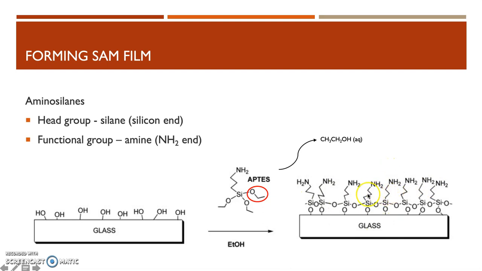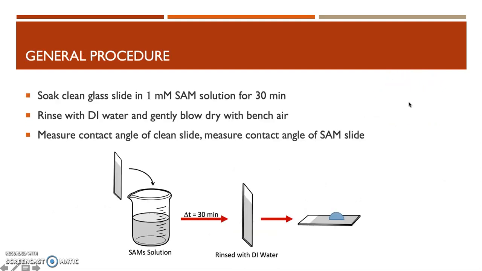We'll get intermolecular forces, those London dispersion forces in between the chains, that'll hold them together in a nice structured monolayer. And referring back to our previous discussion, we'll get those head groups attached to the slide and the functional groups pointing up in a nice assembled monolayer.